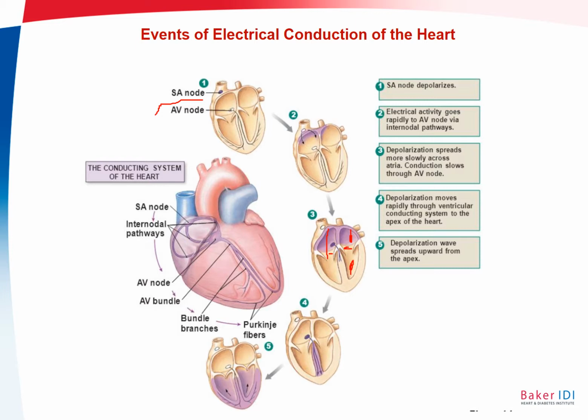From the AV node, depolarization moves through the ventricular conducting system to the apex of the heart. Purkinje fibers, which are specialized conducting cells, transmit electrical signals very rapidly down the atrioventricular bundles. Finally, a depolarization wave spreads upward from the apex.